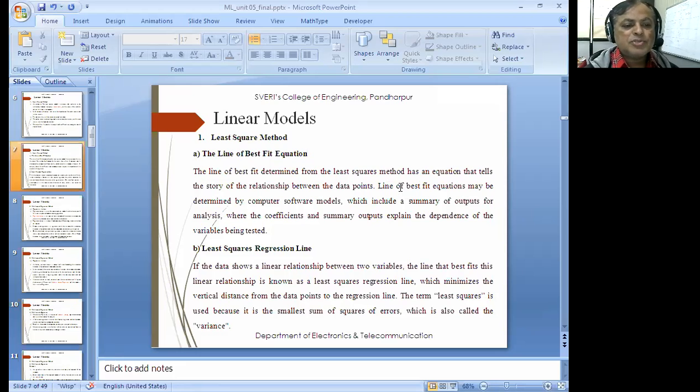So the term least square is used because it is the smallest sum of square of errors, which is also called the variance. So least square इसलिए यूज किया गया है क्योंकि वो smallest sum of the square of errors है, क्योंकि हमको square of errors small ही चाहिए. That is called the variance.